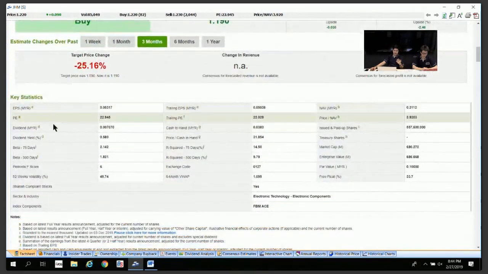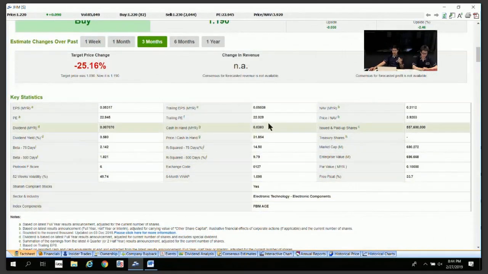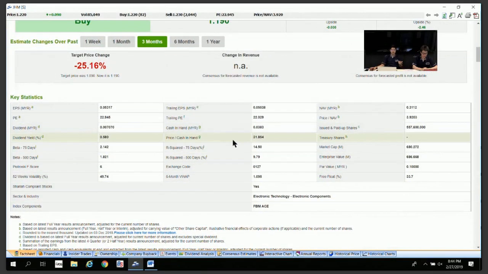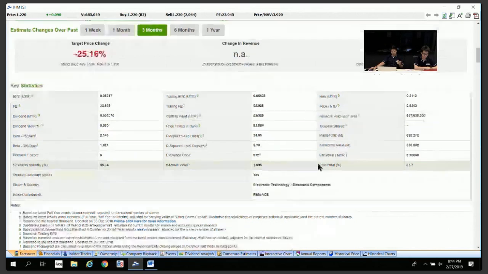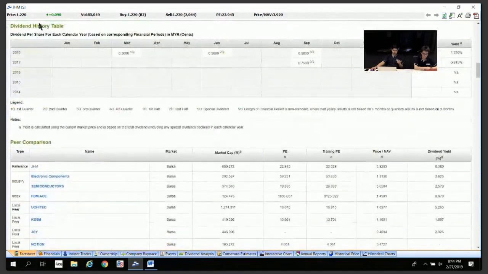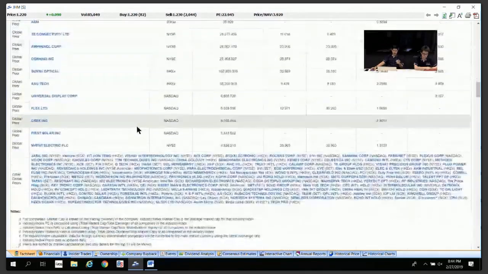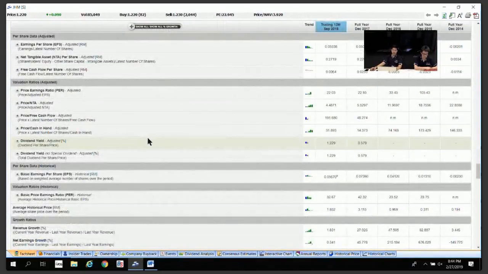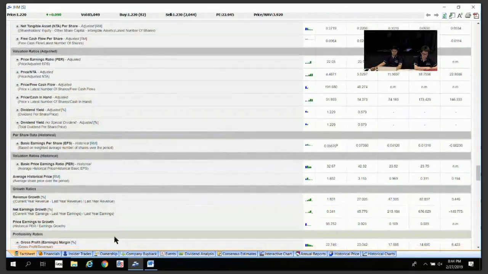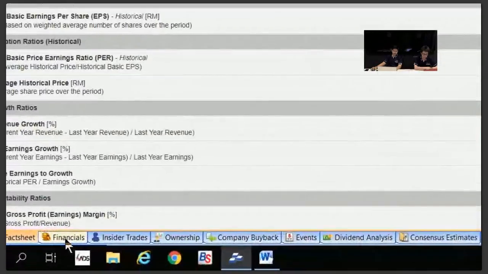This is the key statistic. This is important for fundamental people. You can see the EPS, earnings per share, the price, the PE ratio, dividends. All these are over here. Then there's this dividend history table, peer comparison. It's very long. You can follow this more on our tax system website to know more of all these things. Then over here, furthermore, we have this financial.